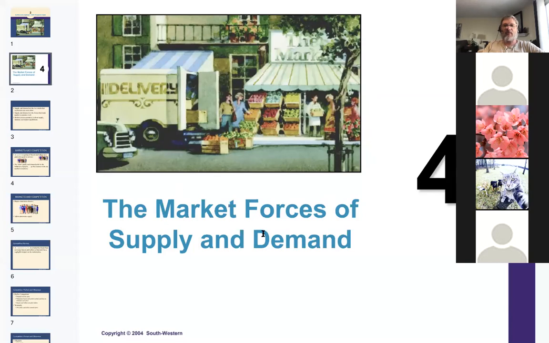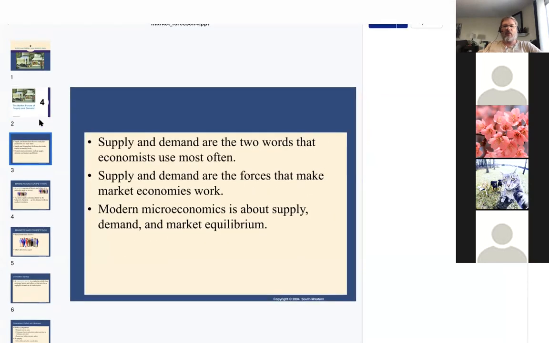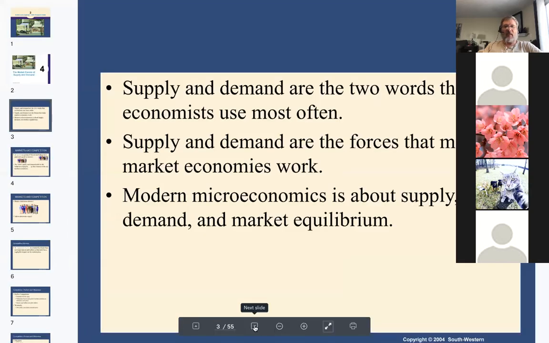Yeah, I see it. Okay, the market forces: supply and demand. So I'll go through this presentation and I'll just emphasize the things. I'm not going to spend a lot of time on each and every slide. But this is basically continuing our introduction to supply and demand.